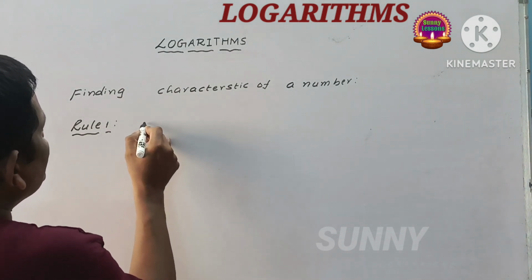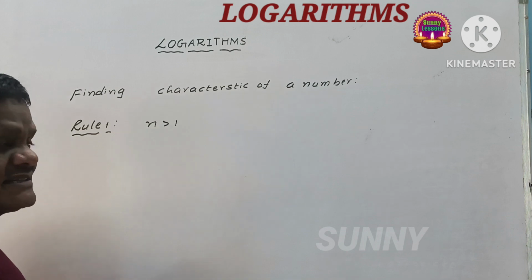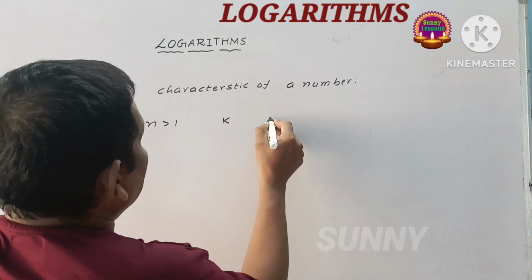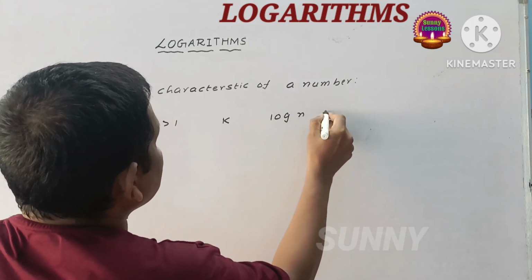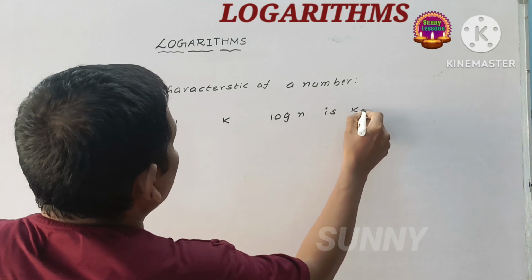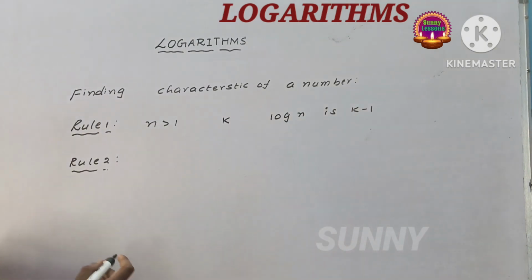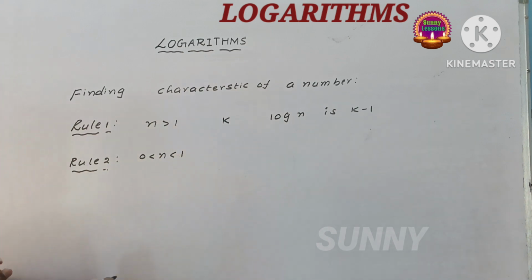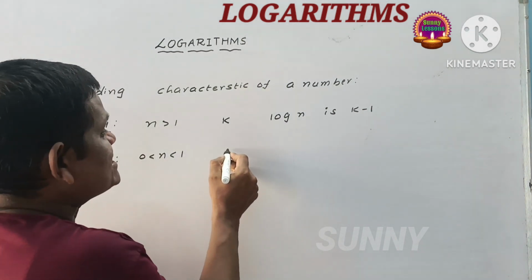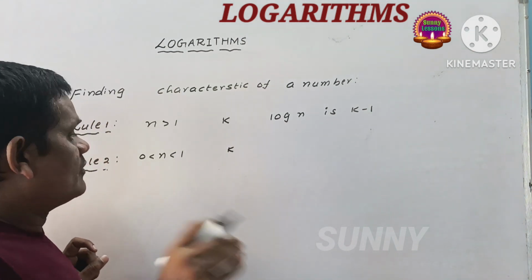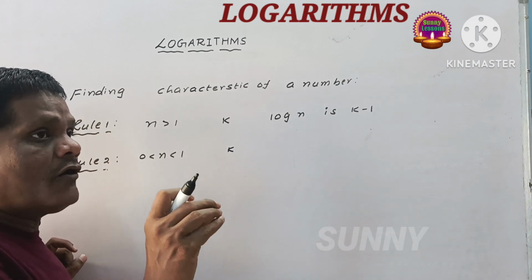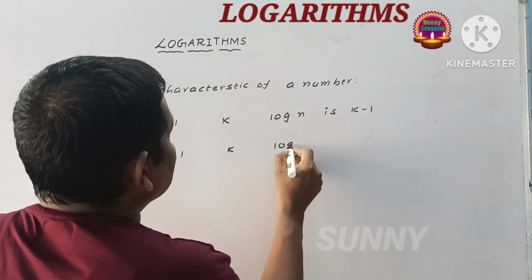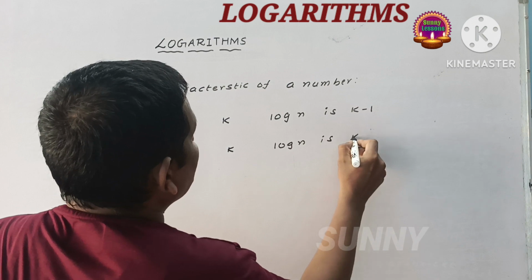Finding the characteristic of a number. If a number n is greater than 1, and it has k digits in its integral part, then the characteristic of log n is k minus 1. The second rule is, if n lies between 0 and 1, as a decimal number which has k zeros between the decimal point and its first non-zero figure, then the characteristic of log n is k plus 1 bar.